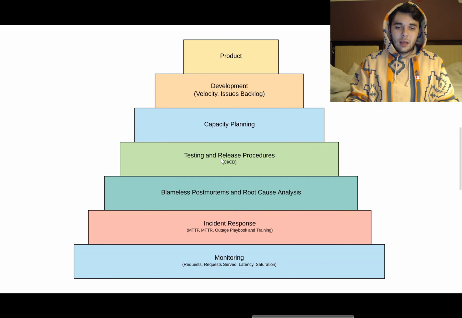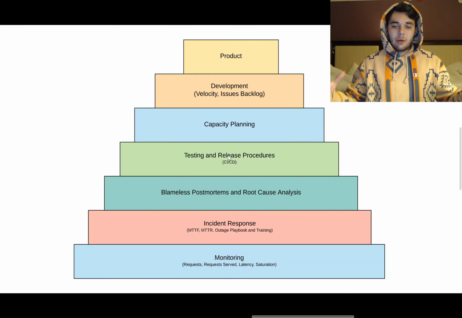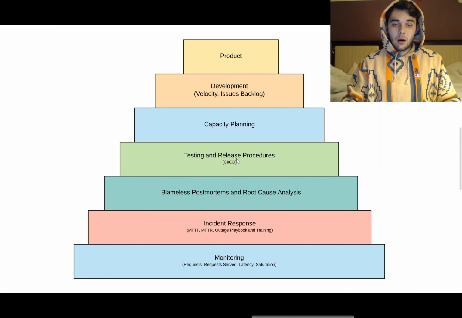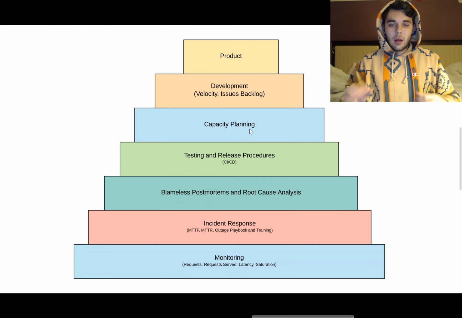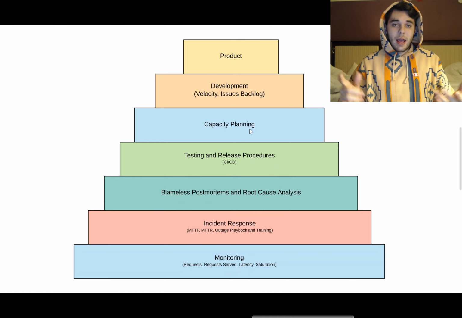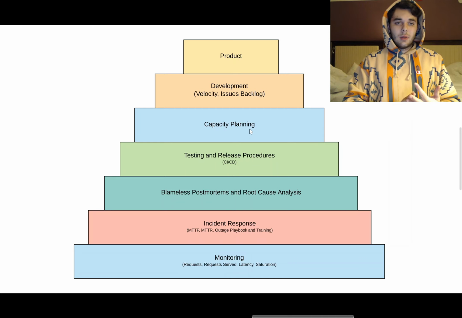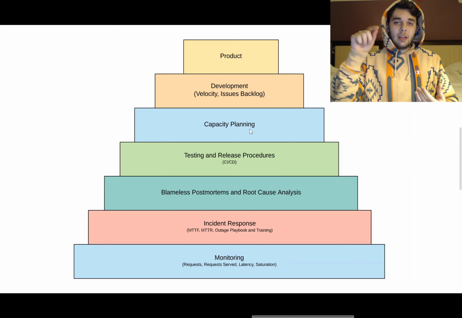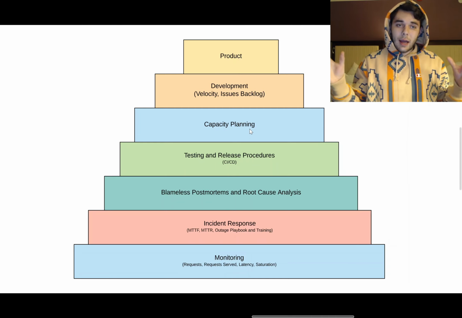So on top, the next thing after you have these foundational pieces, we're working up our pyramid-esque structure here, is testing and release procedures. This is your typical CI/CD pipelines, things like static code analysis, things like dynamic analysis, and a couple of manual check gates, potentially, ideally not.